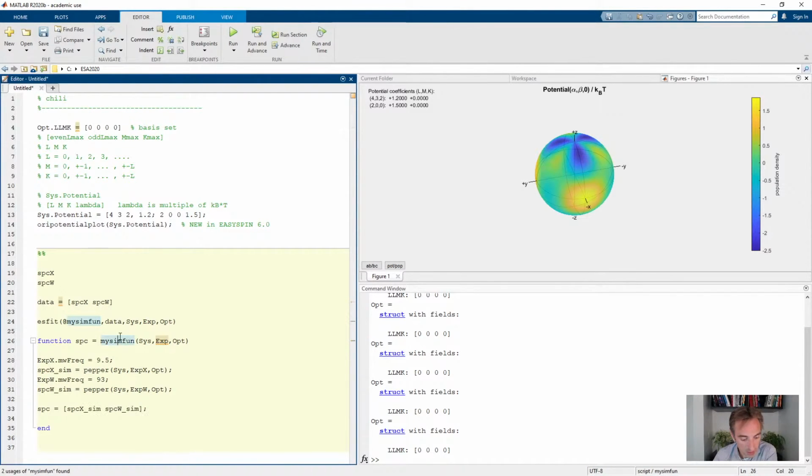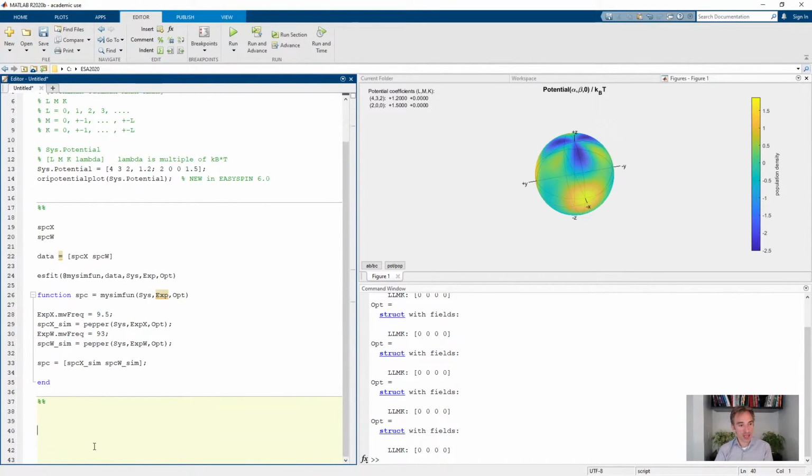So that is how you can fit multiple spectra at the same time. It's really powerful to use these custom simulation functions. Another question was about function handles.